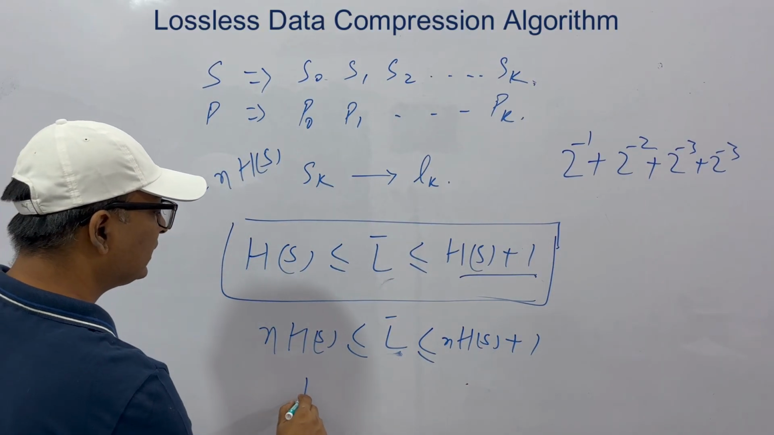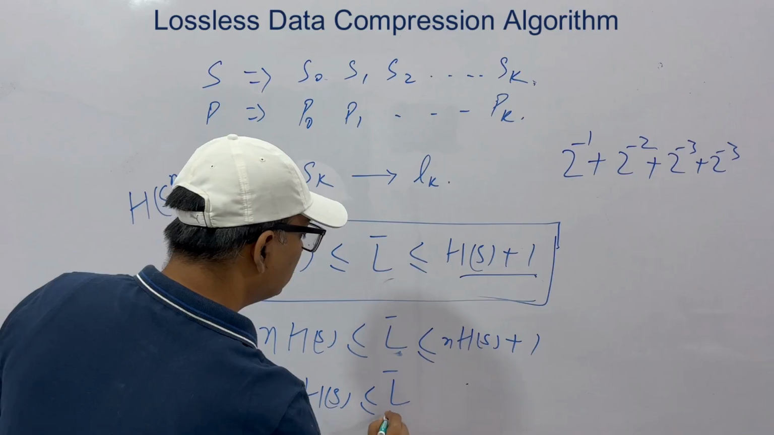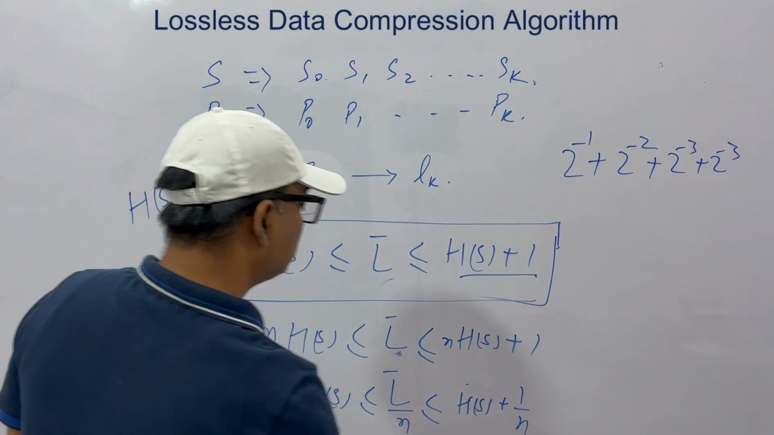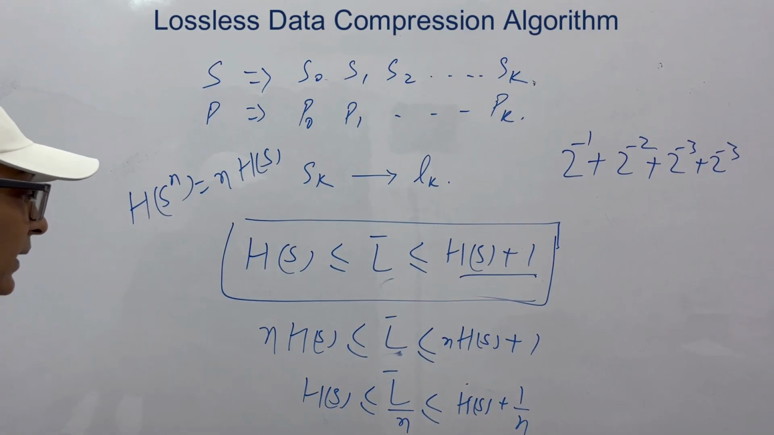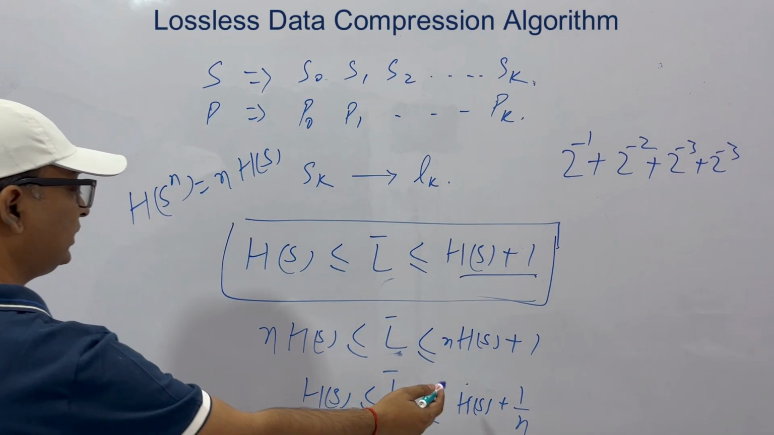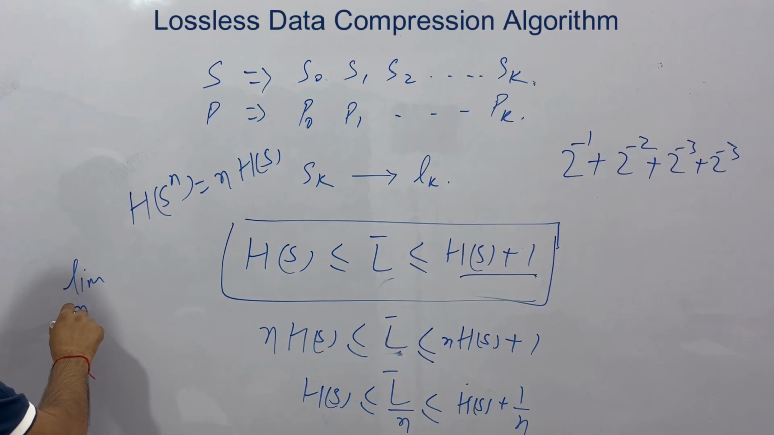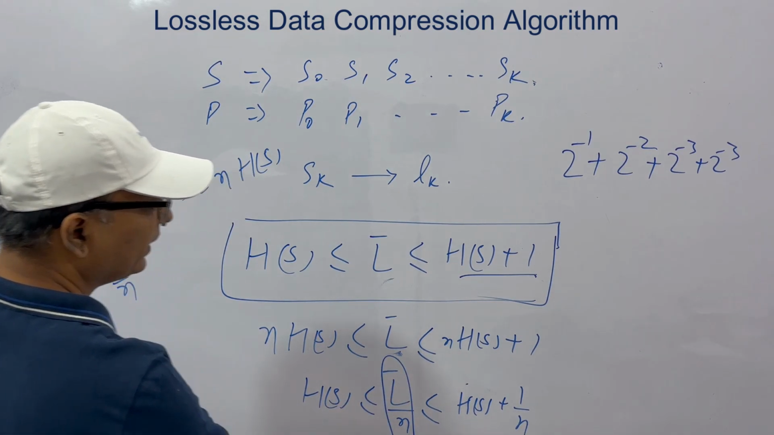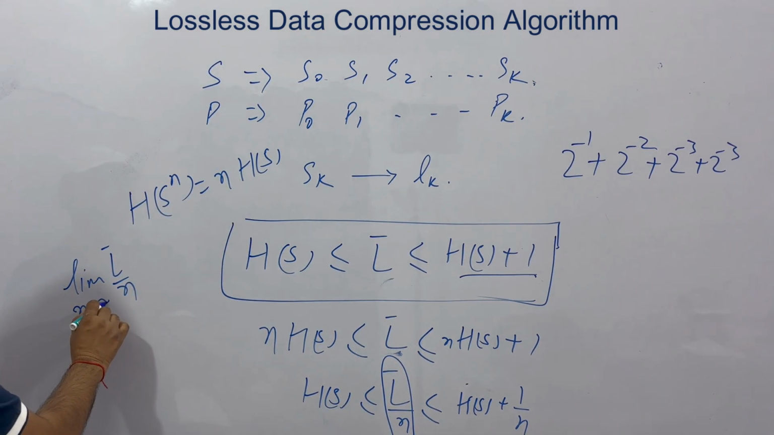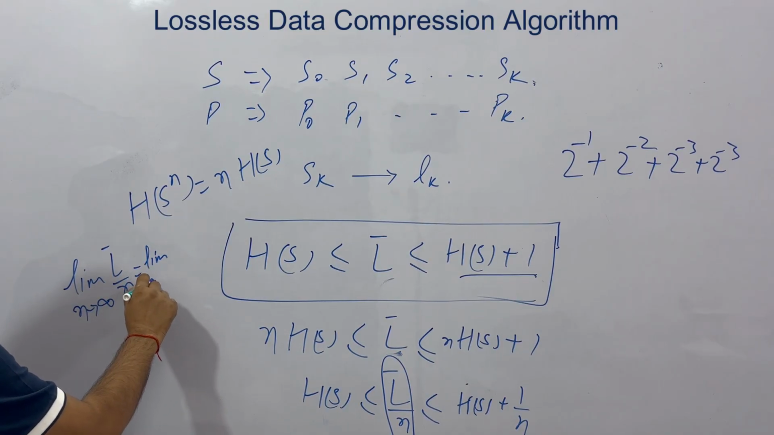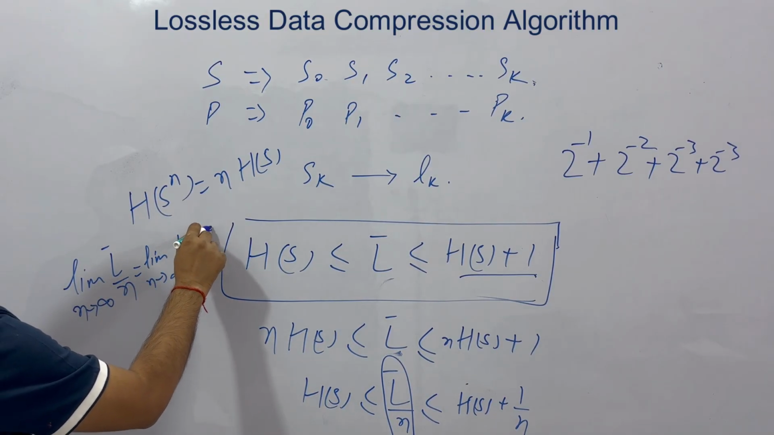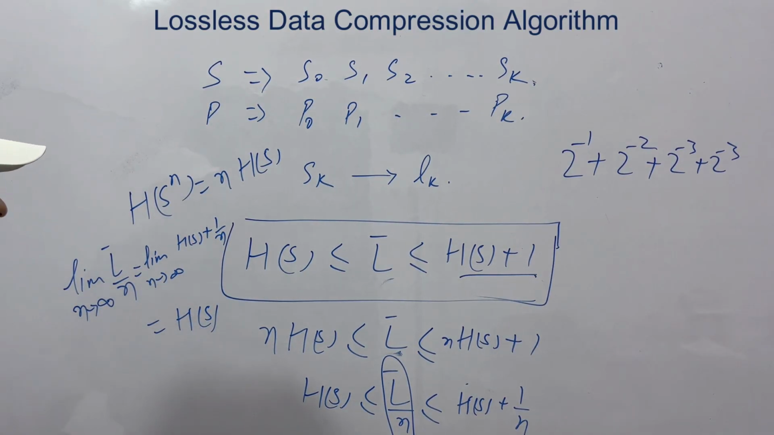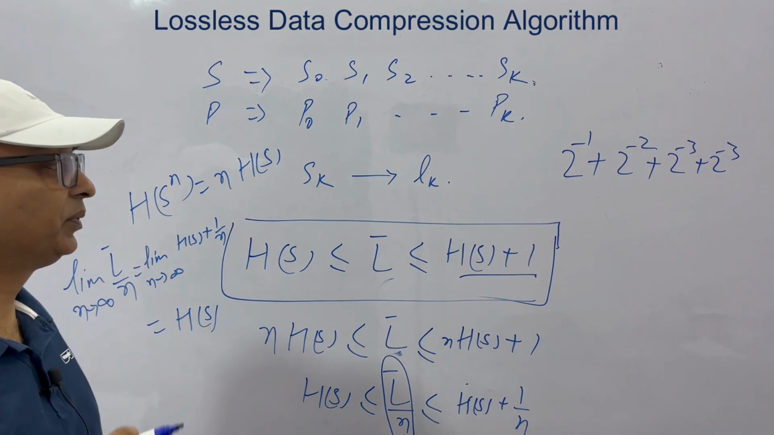Or what you can do, you can write like this: Hs is less than or equal to this divided by n, which is less than Hs plus 1 by n. So this expression is also very important. And one thing to see from this: what if n is very large, what will be the average code word length in the case of extended code? So if n tends to infinity, we can write it like this: limit n tending to infinity of Hs plus 1 by n. Since this is infinity, this is 0, so this is Hs. So if n is very large, it is almost equal to the entropy of the source.